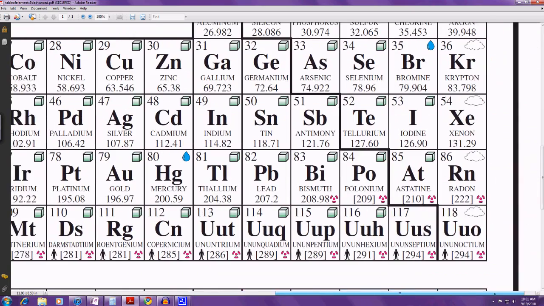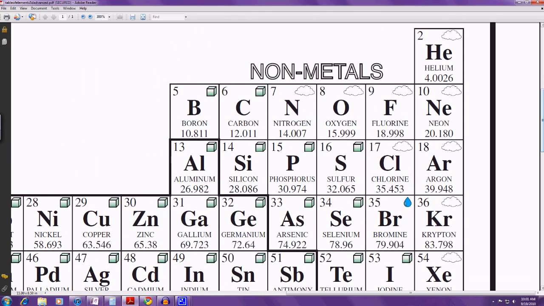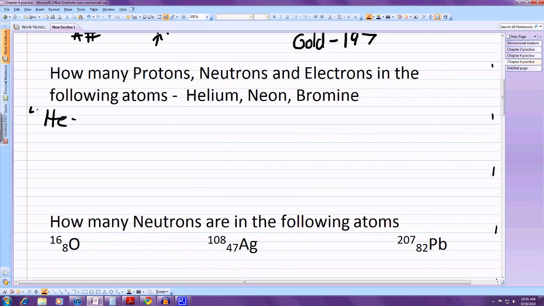Let's zoom over to where those elements are located. Helium is right up here. It has an atomic number of 2 and a mass number of 4. We don't write the whole decimal when calculating protons, neutrons, and electrons; we round it to the nearest whole number. So we have 4 up top because that's the mass, and 2 because that's the atomic number. How many protons, neutrons, and electrons do we have of each? Protons first, let's remember.